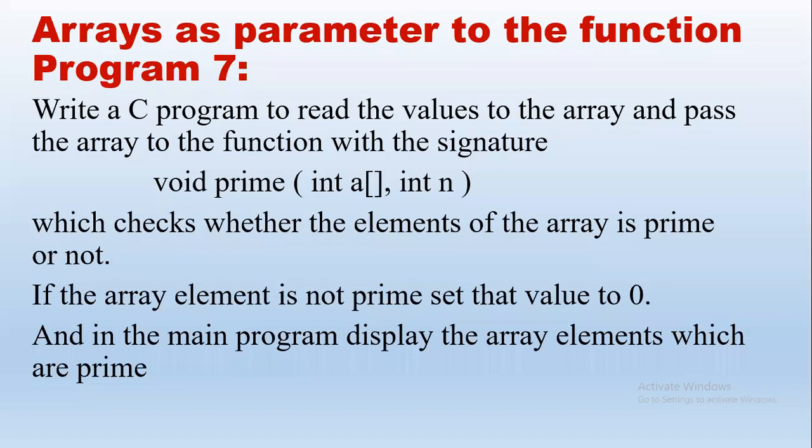Yes, let it be. So if a of 0 is 3, 3 is prime. Okay, let it be. Then check a of 1. A of 1 is equal to 4. So 4 is not prime. It is divisible by another number, 2, right? So 4 is not prime.